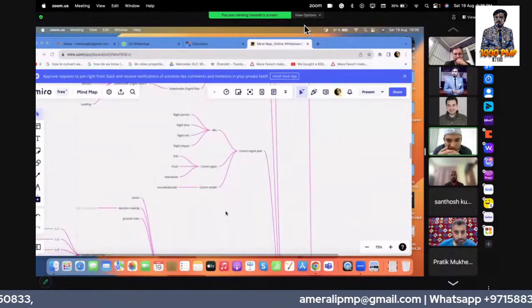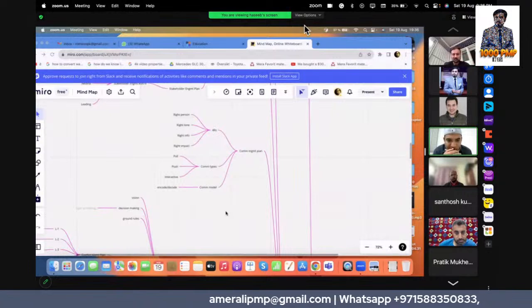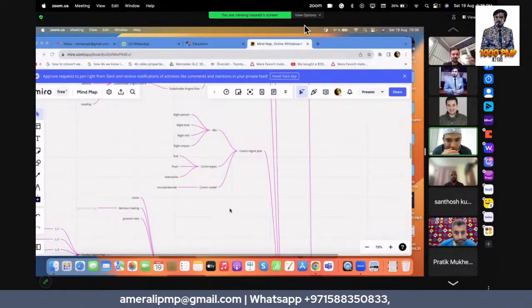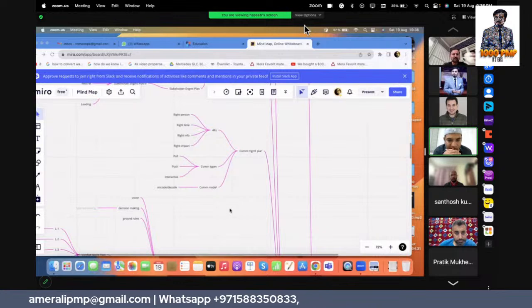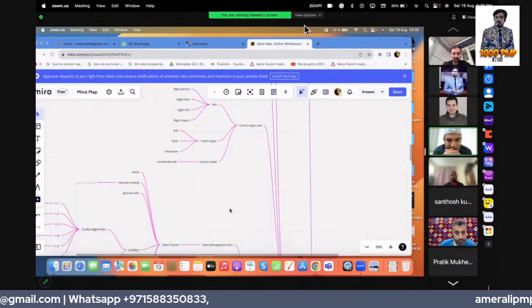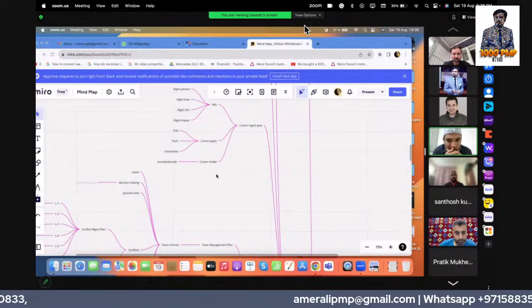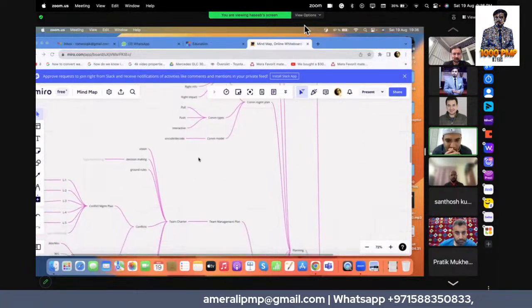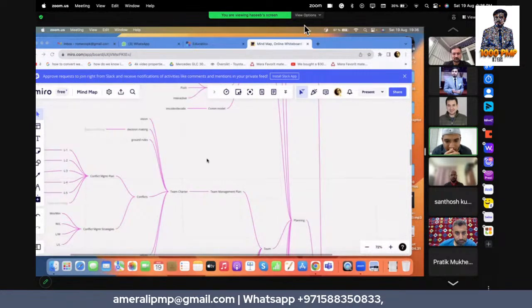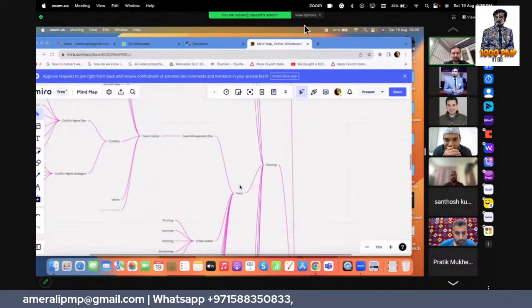In the communication management plan, we have the 4Rs. We have to give information to the right person, at the right time, the right information, and with the right impact. And then communication types: we have pull, push, interactive, and in the communication model we have encode, decode.